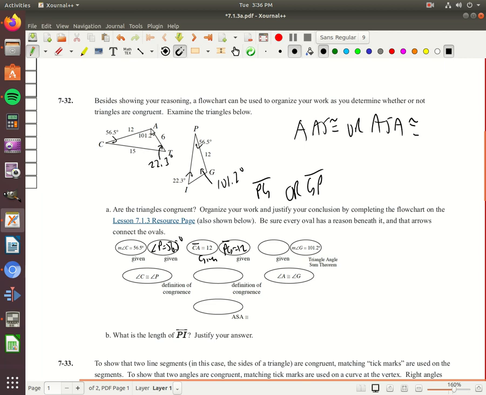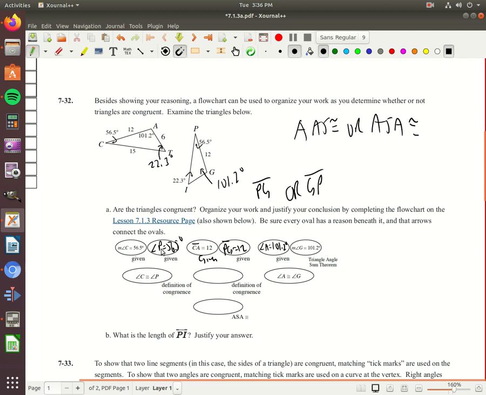So I guess I want to say angle A is 101.2. But one thing I want to say here. We knew angle A was 101.2 because it was given. We didn't know angle G was 101.2. We had to do math and use the triangle angle sum theorem. So different evidence for these angles. So that's important to consider.